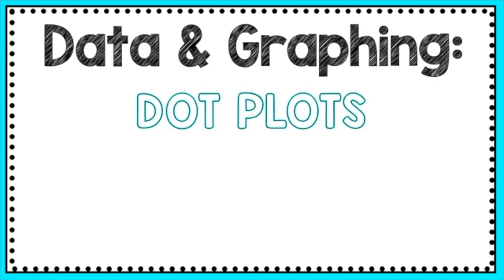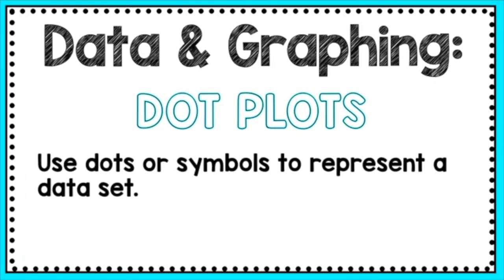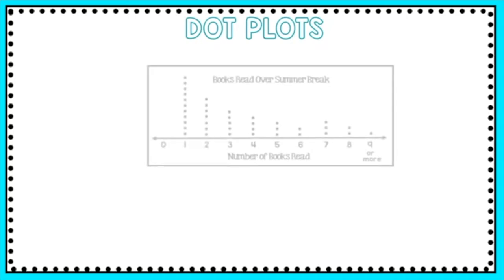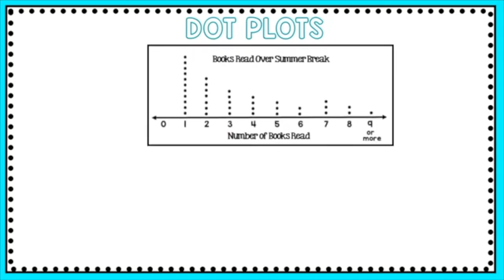So when you graph information on a dot plot, you're putting information together in an organized way. Now, dot plots use dots or symbols to represent a data set, but you don't always only see dots or symbols. You can see pictures. Dot plots are very similar to picture graphs or pictographs, and dot plots can look many different ways. Let's look at some of the ways you may see a dot plot. So here is a very basic dot plot. As you can see, you have a title, and this dot plot is about the number of books read over summer break by students.